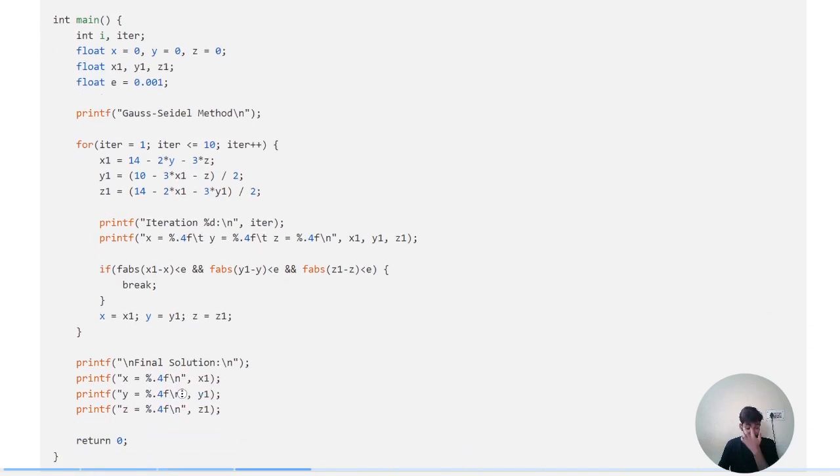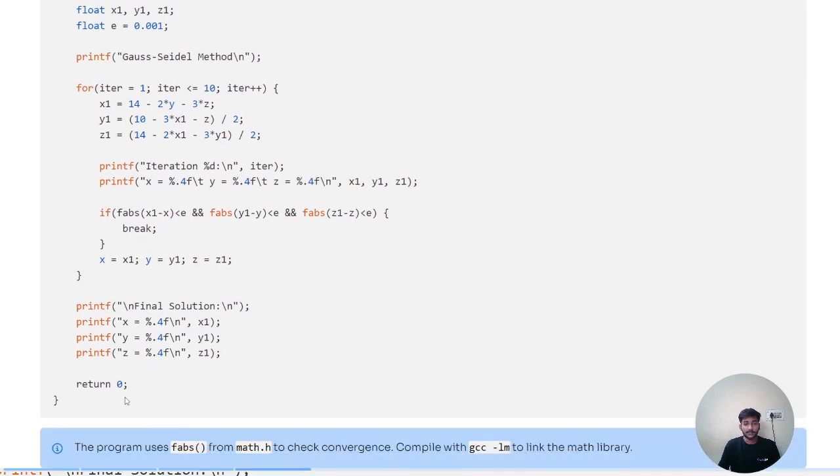After that, we will get the final answer and print this. Print the values of x1, y1, and z1, then return, and after this we will get the answer.